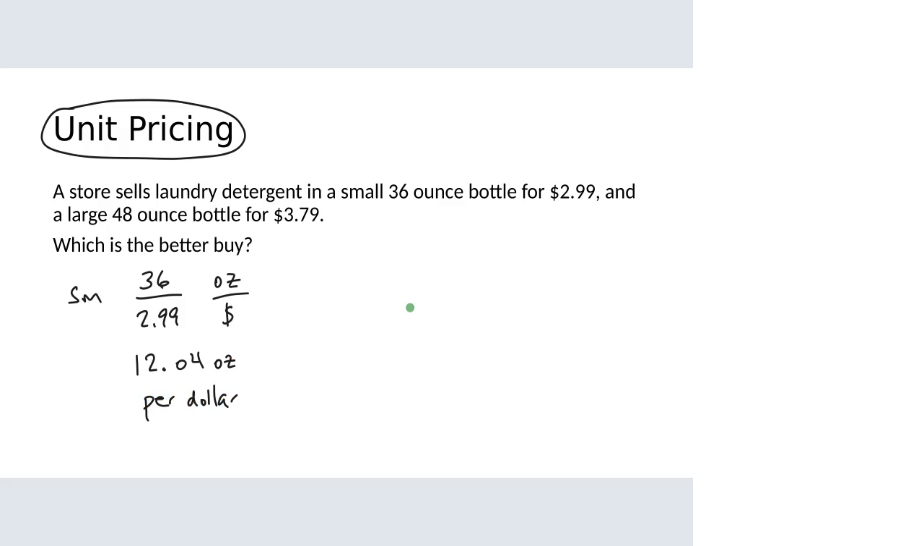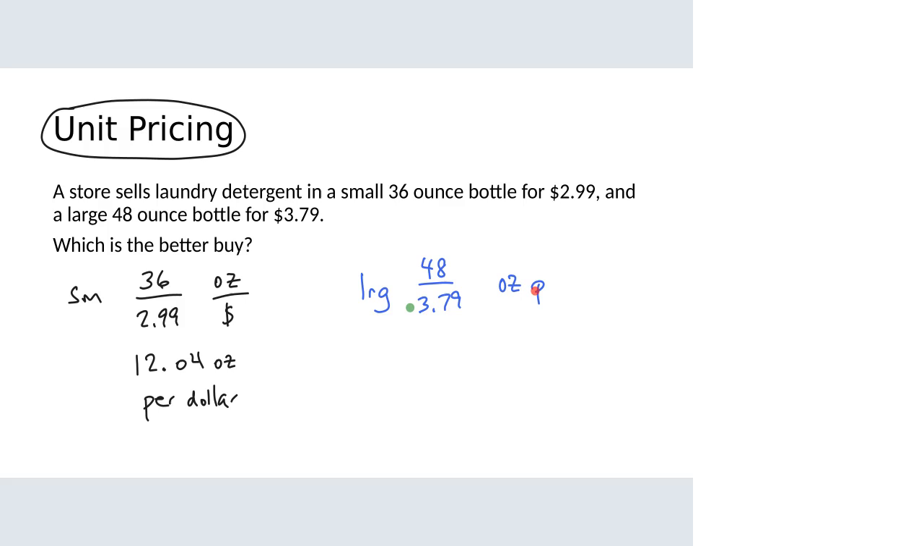This may be the same thing that a lot of you did. And if you did, great. Now we look at the large. And over there, we're doing 48 ounces for $3.79. We're going to do the same thing. We're going to divide to see how many ounces I'm getting per dollar. When we divide those, what we're finding out then is ounces per dollar.